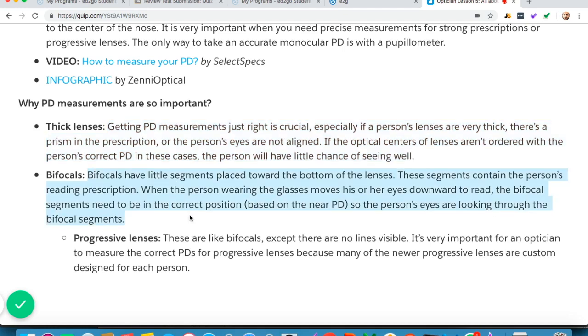Bifocals have little segments placed toward the bottom of the lenses. These segments contain the person's reading prescription. When the person wearing the glasses moves his or her eyes downward to read, the bifocal segments need to be in the correct position based on the near PD, so the person's eyes are looking through the bifocal segments. Progressive lenses are like bifocals, except there are no lines visible. It's very important for an optician to measure the correct PDs for progressive lenses because many of the newer progressive lenses are custom designed for each person.